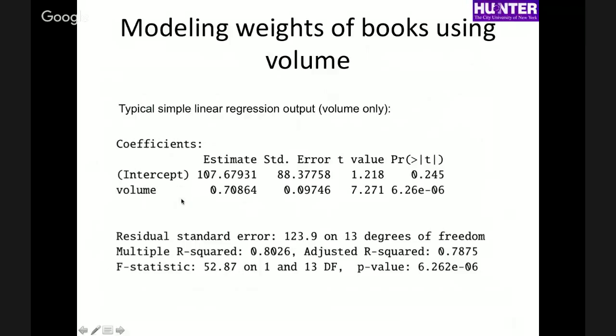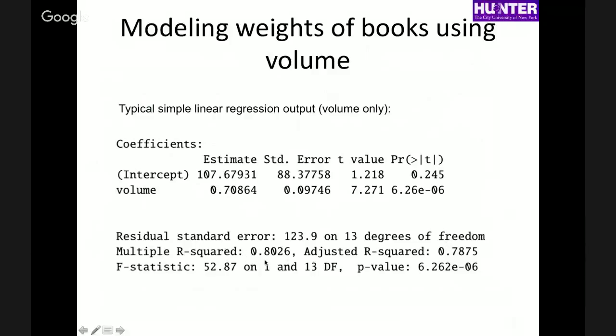But this is the linear regression fit. So we've got an intercept, we've got volume, which is the slope for volume, like we saw on the previous page. So it's 108 plus 0.7 times the volume. And we've got a nice small p-value for volume, showing that we have evidence of a relationship between the volume of the book and its weight, as we would expect.